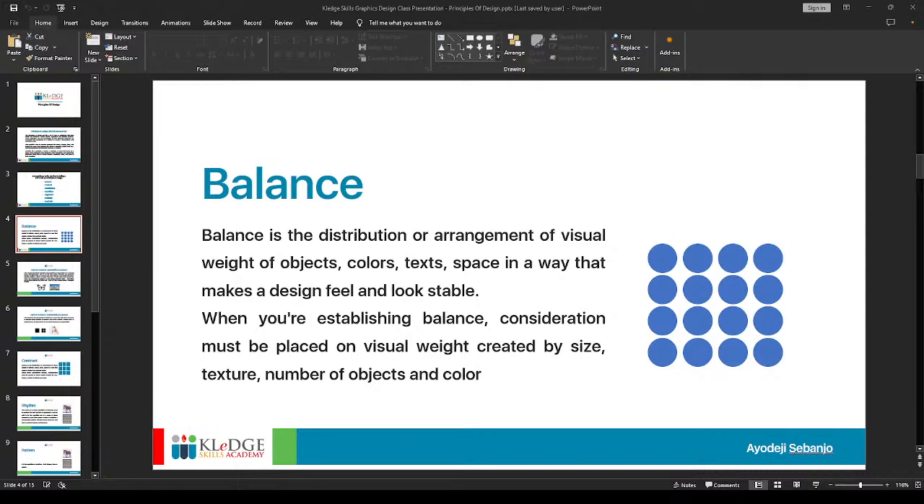Another principle of design that I will talk about right now. Okay, before I even go, now balance can be considered by visual weight, which is created by size, texture, or the number of objects. Also, colors can determine balance. Then we have different types of balance.